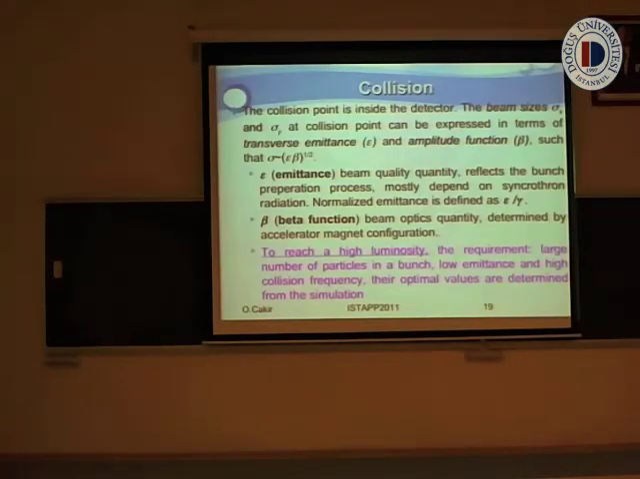They are all relevant in the luminosity calculation of the collider, because luminosity depends on the number of particles in a bunch, for example, the collision frequency and the beam sizes. Beam sizes also depend on the emittance. Then for calculating the luminosity, we need in the end good quality of the emittance. So to reach a high luminosity, the requirement is a large number of particles, low emittance, and high collision frequency. But their optimal values can be determined from the simulation. Without simulation, it is difficult to say more strong things on that, because there are many structures and beam quality and some other issues in the list.